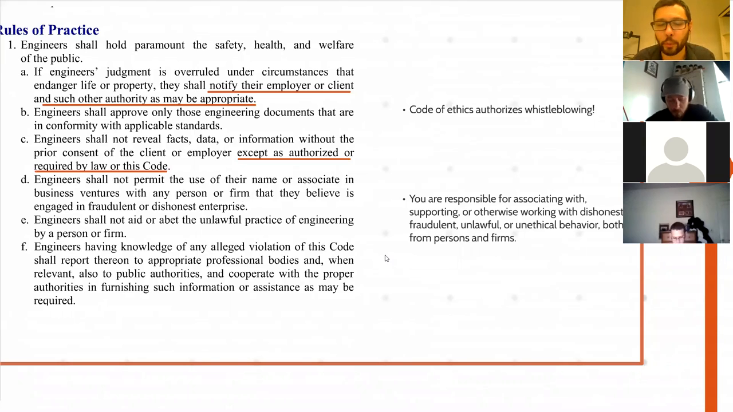If you're known to be working with someone who's dishonest, who's committed fraud, for instance, this is also unethical. So you're not just responsible for your own actions, you're responsible for the actions of the people that you work with. And that means that you're ethically responsible to be working with ethical people. If you find yourself working with unethical people, then you have an ethical obligation to stop working with them and to correct the mistakes.